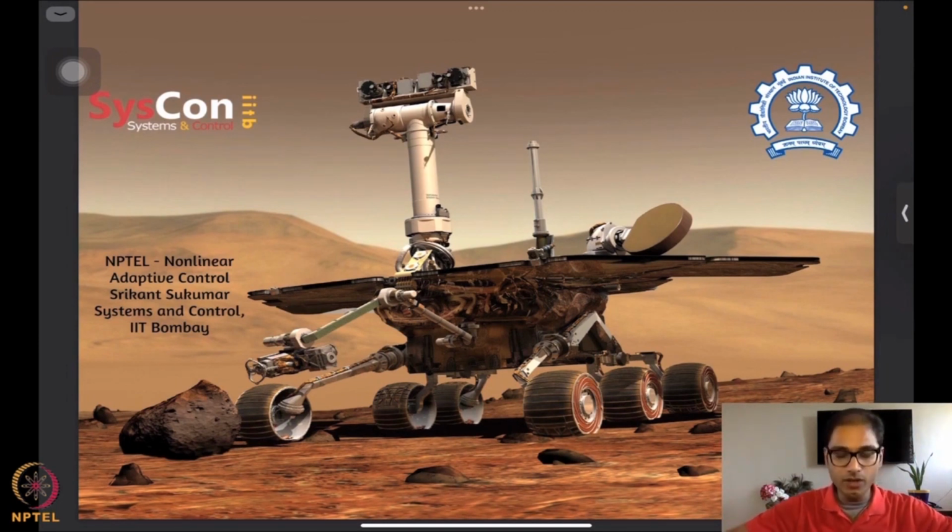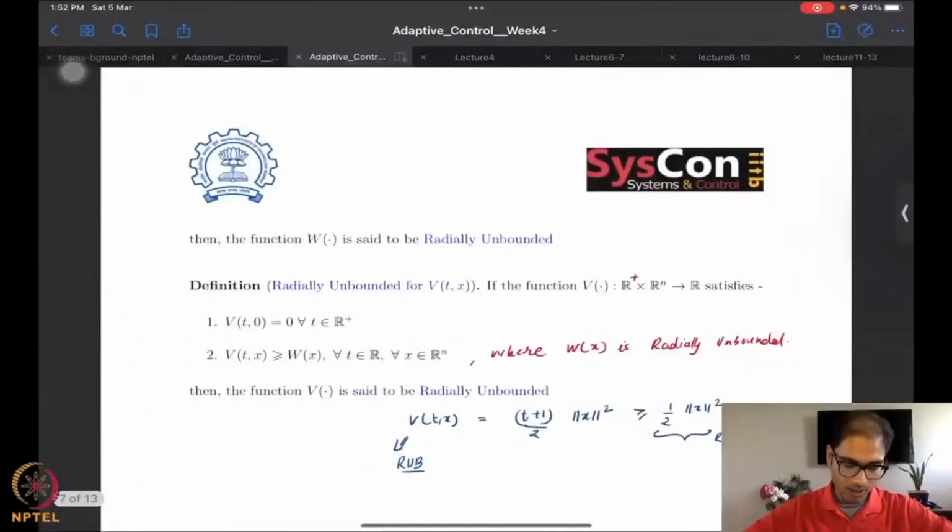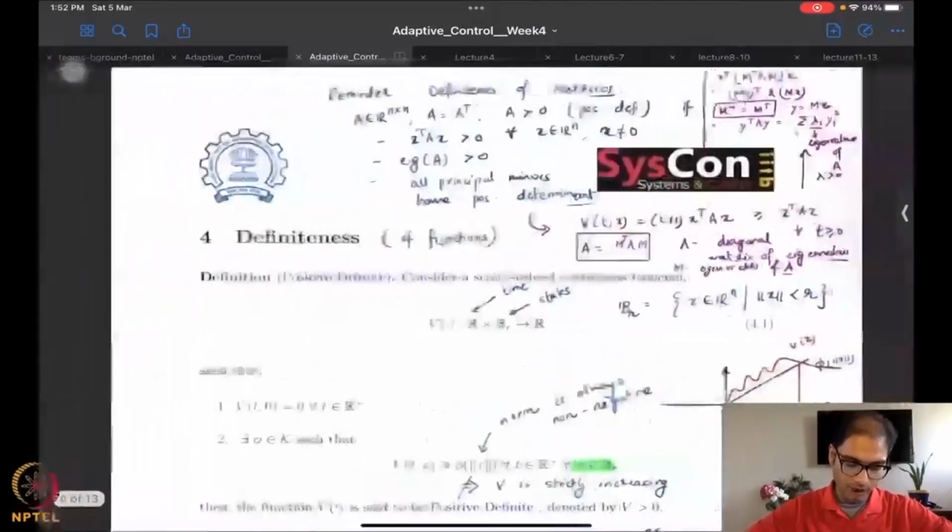We are, as always, in front of our very nice representative image of a rover on Mars, which is driven by algorithms that allow for autonomous motion of the device on extraterrestrial surfaces. And we hope to be able to learn to analyze and design algorithms that drive systems such as these towards autonomous operation. So what we have been doing until now is look at many different function properties.